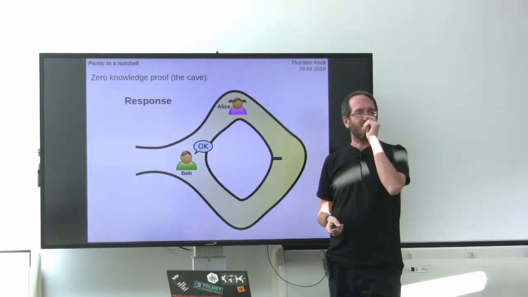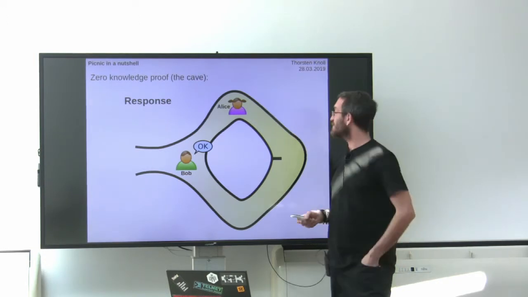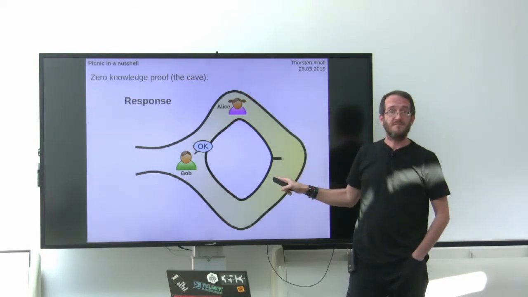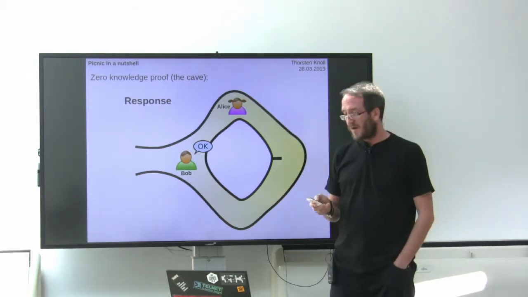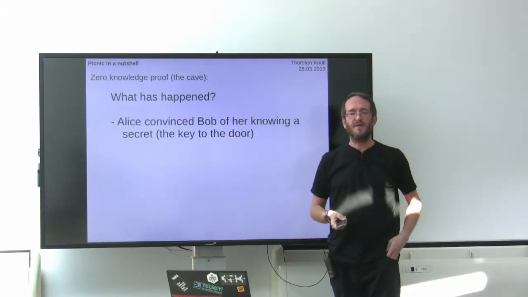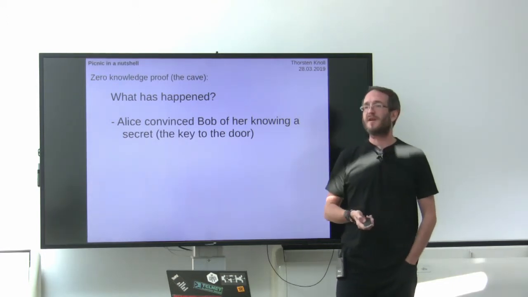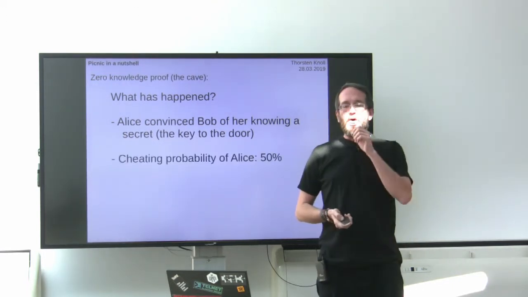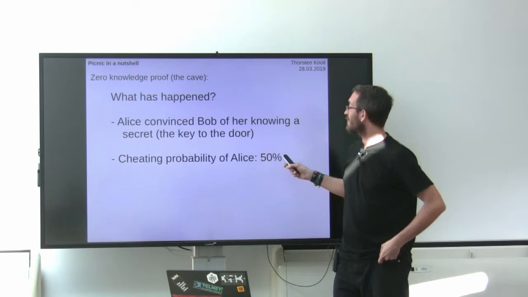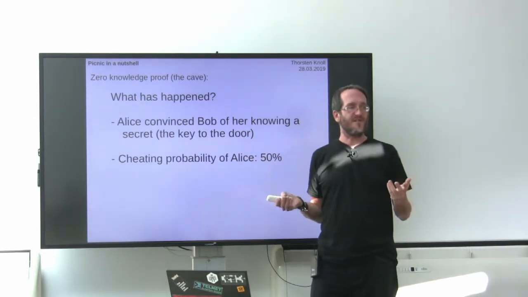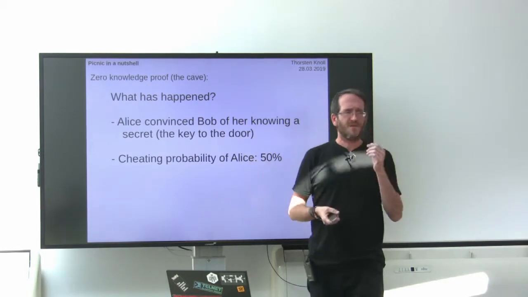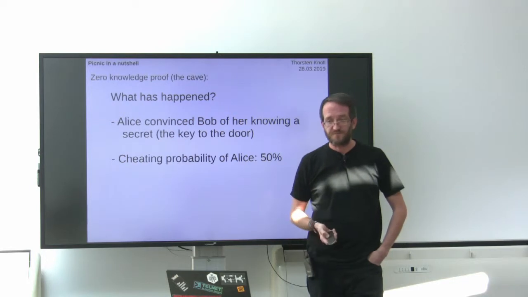What happened, and what could have happened? First, Alice couldn't go through A if she didn't know the secret. That's a part. So, what has happened? Alice convinced Bob of her knowing a secret, because she got out at A. There was a cheating probability. If Alice had gone the other way to A, she didn't need the secret, so she could get out at A without having the secret. So there was a cheating probability of 50%.